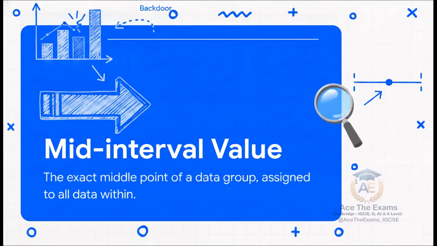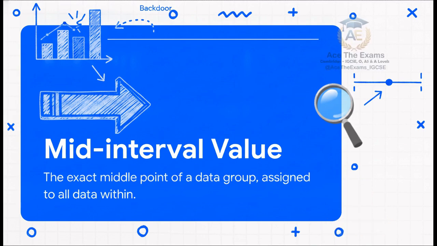So we need to find a backdoor into the data to solve this, and that backdoor is the mid-interval value. We calculate the exact middle point for each group. For a score range of 0 to 19, the middle point is 9.5. We then just pretend that every single student in that specific group got that exact score of 9.5. It's a calculated compromise that lets us keep moving forward.